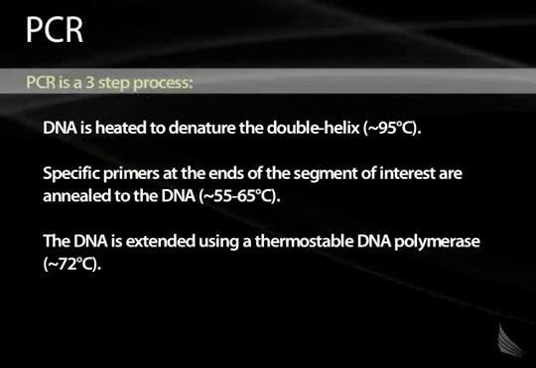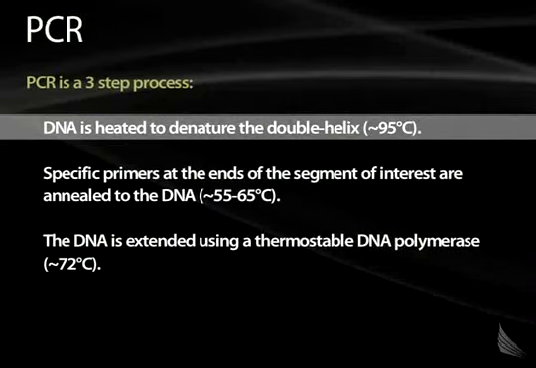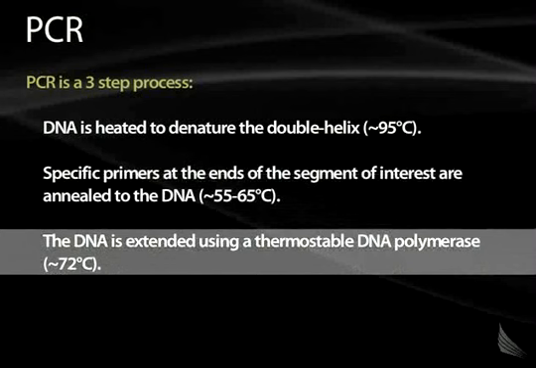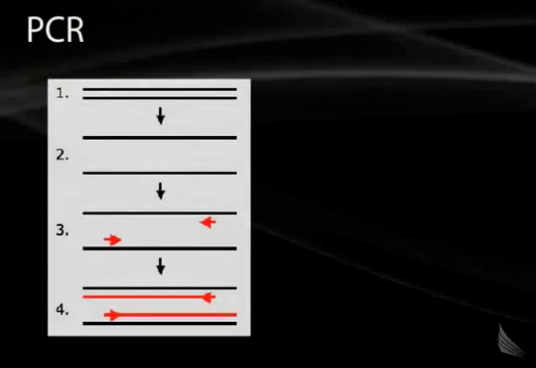A PCR is a 3-step process. The first thing we do is we heat the DNA to about 95 degrees Celsius. This denatures the double helix. Then we add specific primers. These are short complementary segments of DNA, which are allowed to then anneal to the DNA at a lower temperature, about 55 to 65 degrees. We then raise the temperature to 72 degrees, at which point there's a thermostable DNA polymerase which is activated and replicates the DNA from those primers.